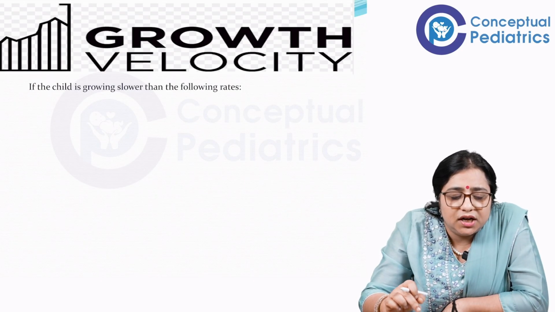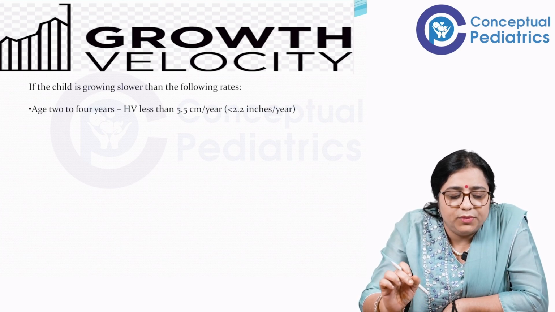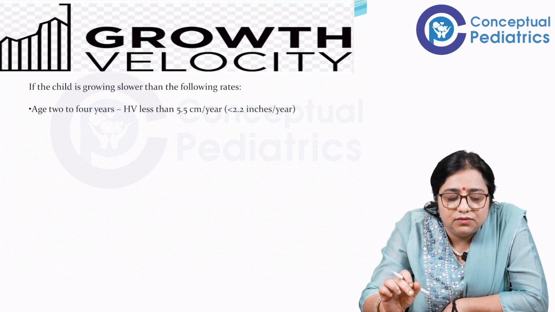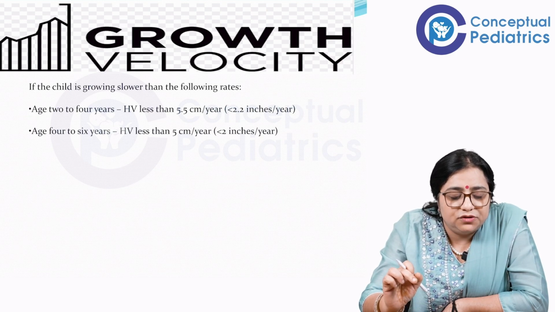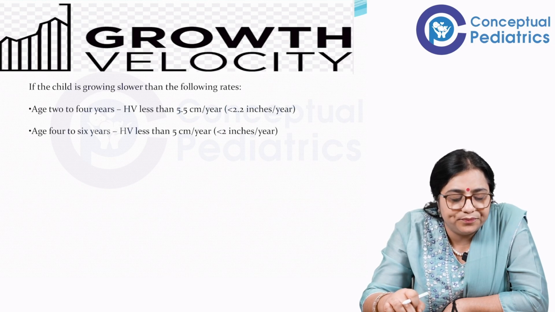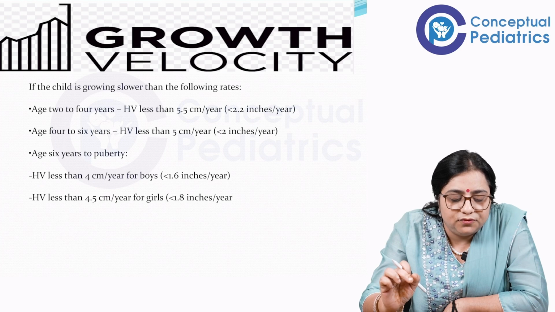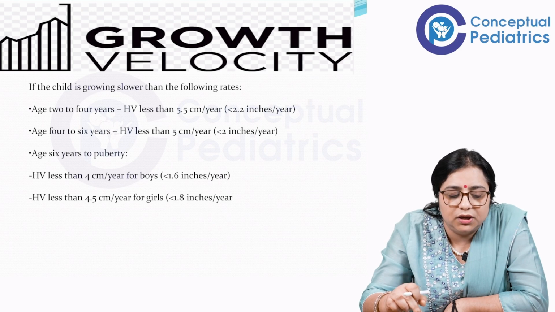So if the child is growing slower than the falling rate, that is important. Then from age 2 to 4 years, height velocity is less than 5.5 centimeters per year. Age 4 to 6 years, height velocity is less than 5 centimeters per year. Age 6 years to puberty, height velocity less than 4 centimeters per year for boys and 4.5 centimeters per year for girls. This is considered to be abnormal.